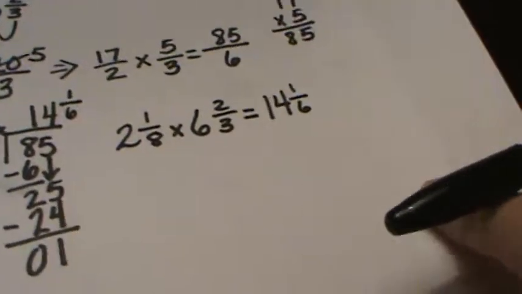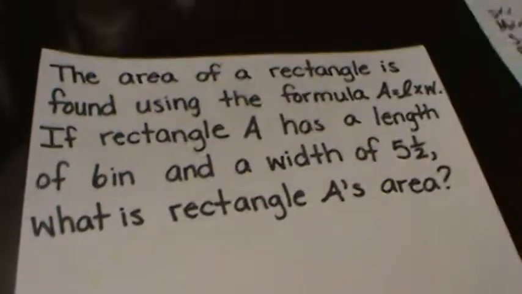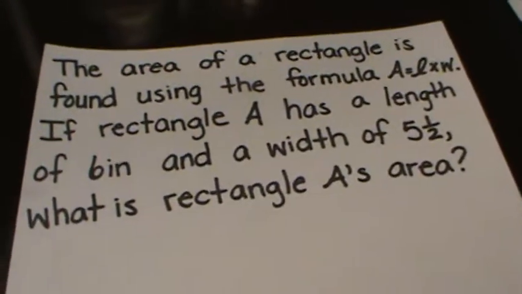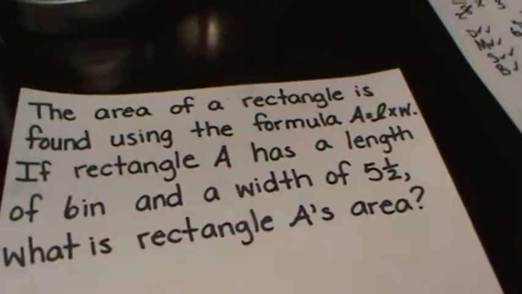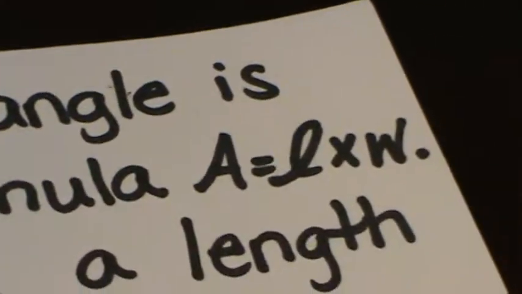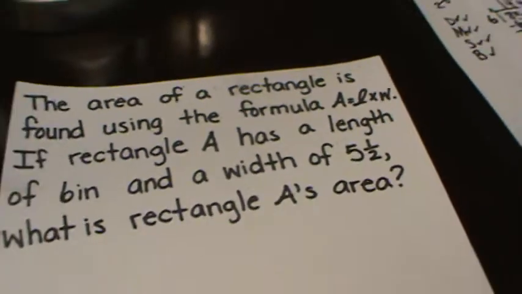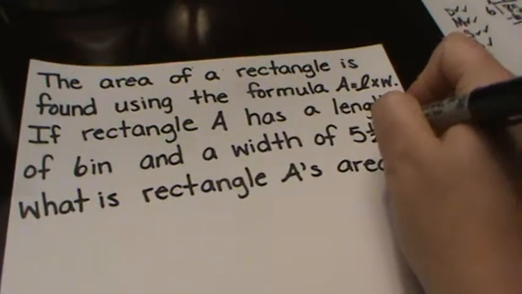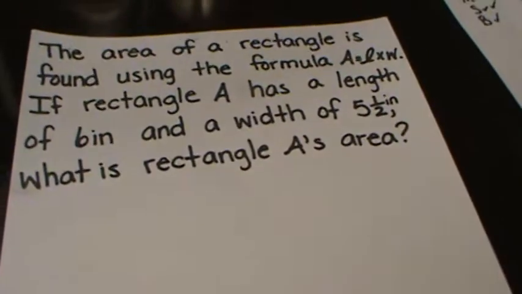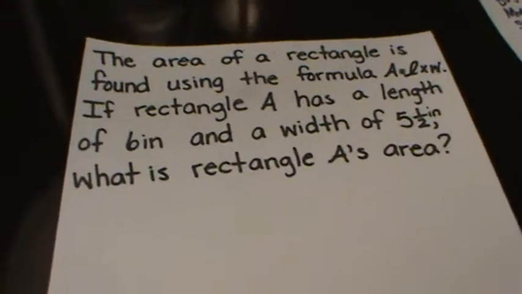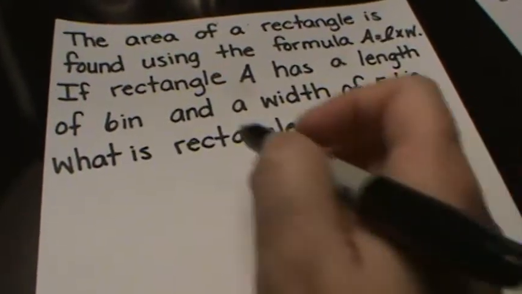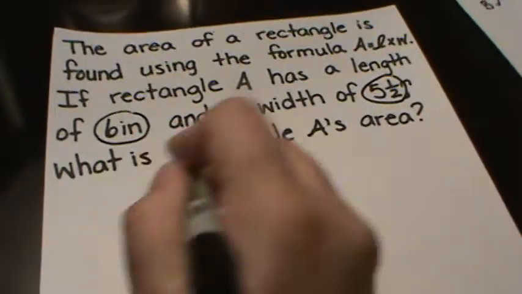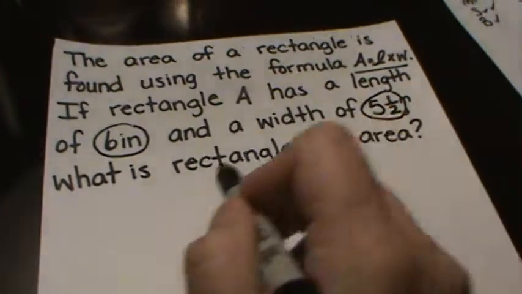Okay, let's try another one. The area of a rectangle is found using the formula area equals length times width. We also mark that A equals cursive L times W. If rectangle A has a length of 6 inches and a width of 5 1/2 inches, what is rectangle A's area? Well, we pull the numbers from this problem. We have 6 and 5 1/2. And we know because of the formula that we multiply them together.